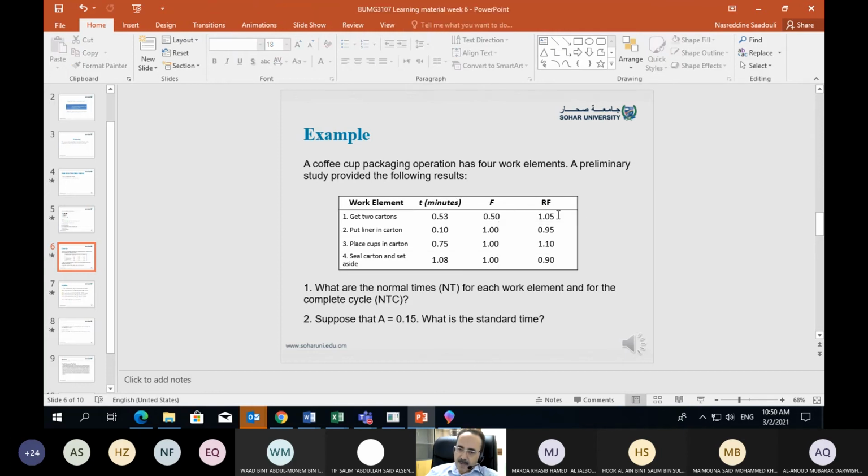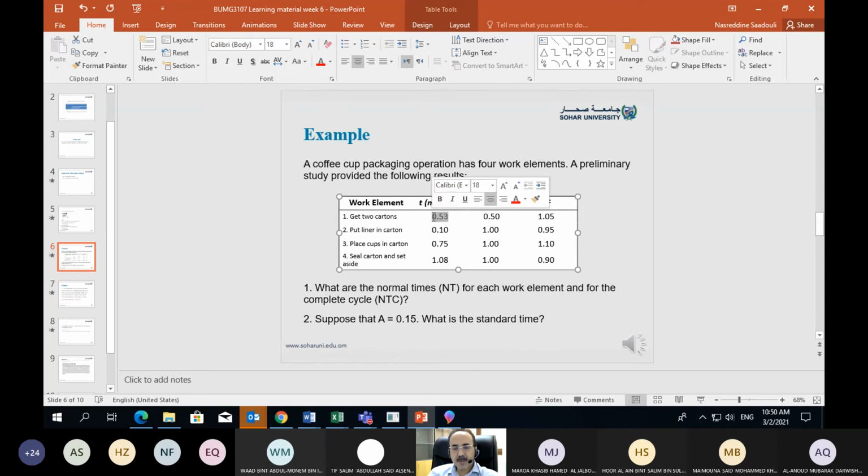Now the RF can be either more than 1 or less than 1, by the way. It could be more than 1 if we believe that the time we measured is less than the normal time, so we need to increase it a little bit. When would that be the case? If, for instance, I used the most efficient employee to do this. Not everyone is as efficient. Or if I did this when the inventory of cartons was full, so I could get the cartons much closer to where I am and did not have to walk further. That would be an example.